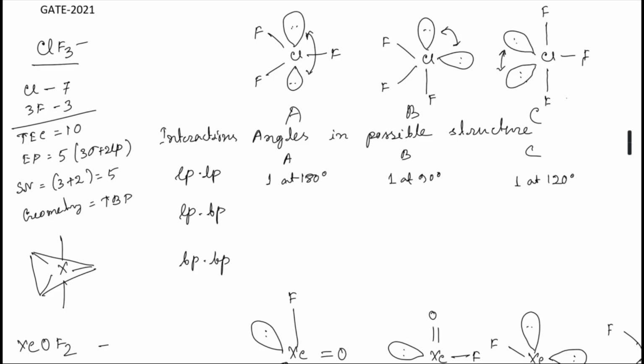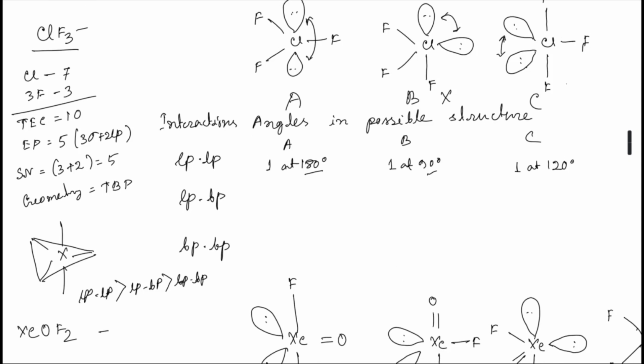According to VSEPR theory, lone pair-lone pair interaction is much stronger than lone pair-bond pair, which is much stronger than bond pair-bond pair. When it is at 180 degree, the repulsion is quite lesser, and when it is at 90 degree, it is quite larger, so this will be quite unstable. So we'll eliminate structure B. Now between A and C, we'll move to lone pair-bond pair interactions.